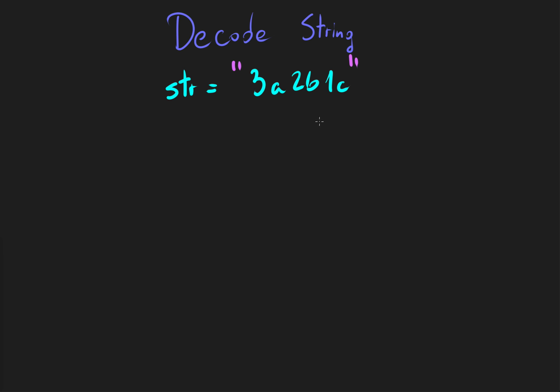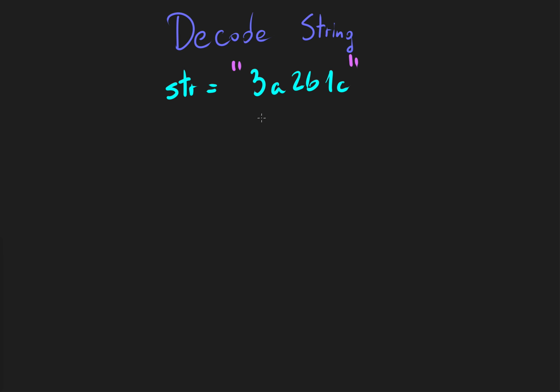So for this challenge, we're going to be building a function that accepts a string. The interviewer could ask us to create a function that accepts a string of numbers and characters, and what we need to output is the decoded string, right? So in this example, we see that 3a becomes AAA, and so forth, right?